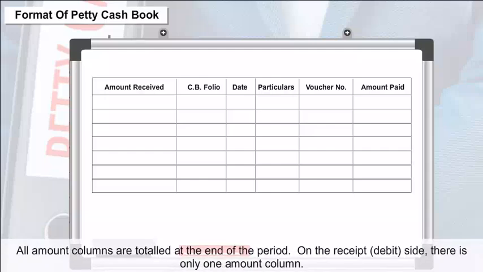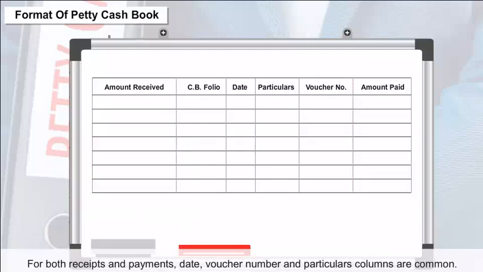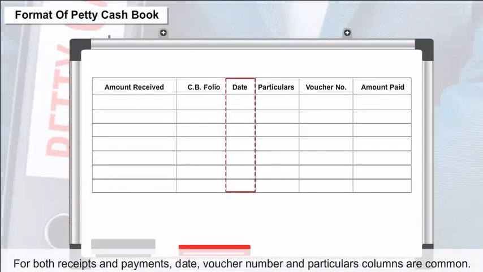All amount columns are totaled at the end of the period. On the receipt or debit side, there is only one amount column. For both receipts and payments, date, voucher number and particulars columns are common.